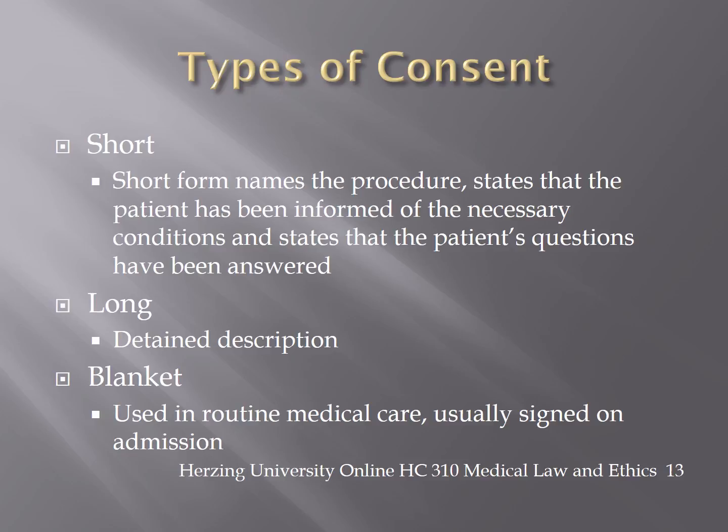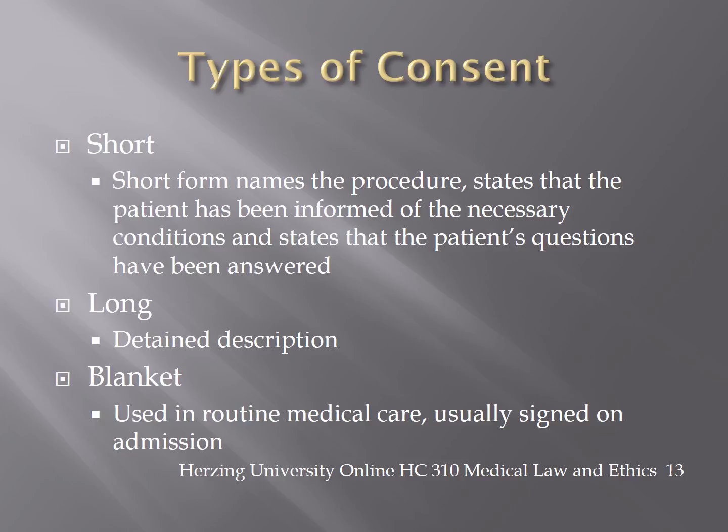Types of consent. Here are 3 types of consent forms. The short form, also called the general or battery consent form, describes the procedure in shortened form. The form for the individual's signature indicates that the patient has been informed of the necessary conditions of the procedure and that the patient's questions have been answered.